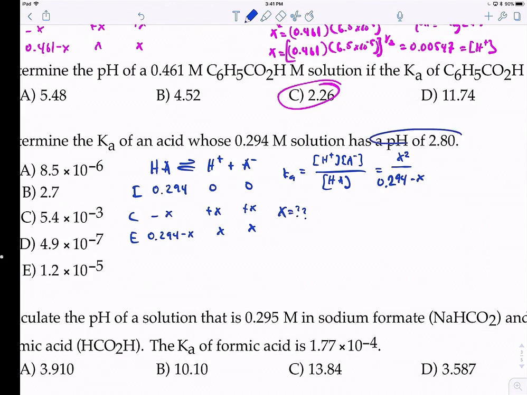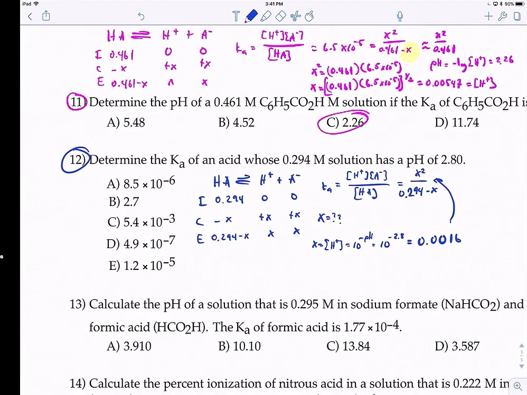The pH is 2.8. So x equals the hydrogen ion concentration, which is 10 to the minus pH, 10 to the minus 2.8, which is 0.0016. So you can just put that in the equation and pop out the answer. Do you want me to calculate it out? Raise your hand if you want to calculate it out. All right, we're good.